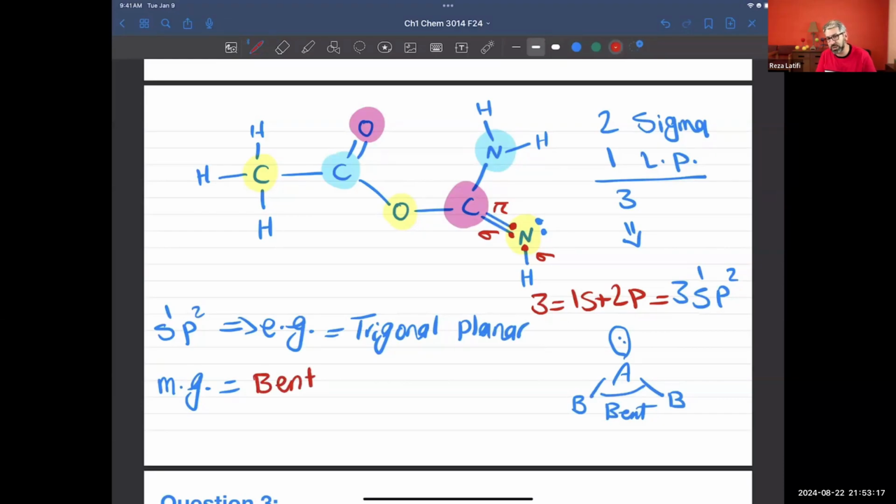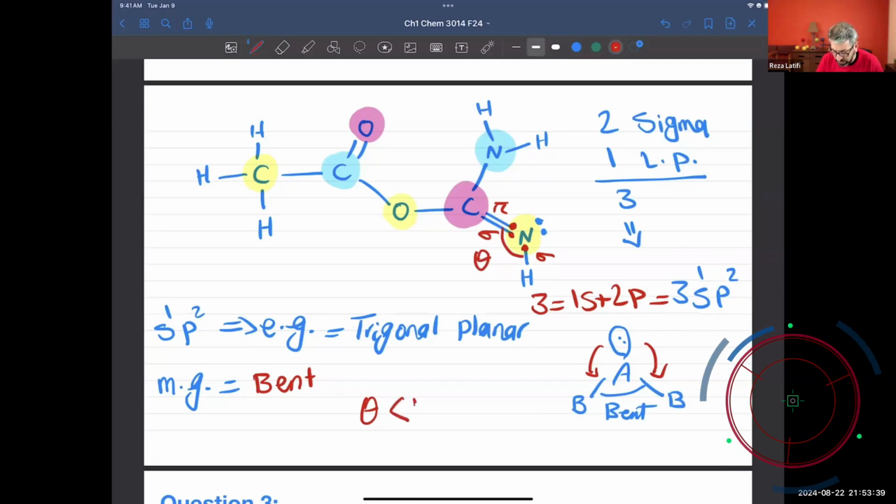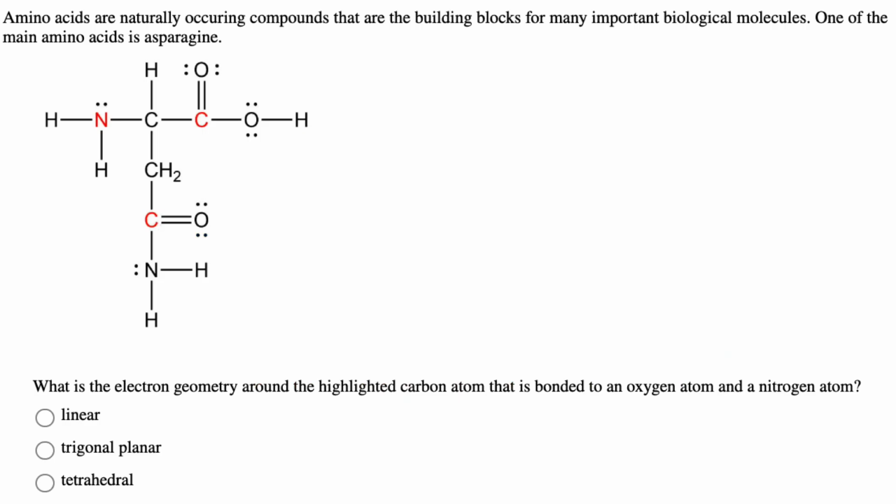If it's bent, then what's going to be the bond angle? I expect the bond angle to be 120, but I have a lone pair, and that lone pair is going to push them down. It will push the bonds and force them to get closer. So your bond angle, this bond angle, that's theta, will be something less than 120, but bigger than 90.